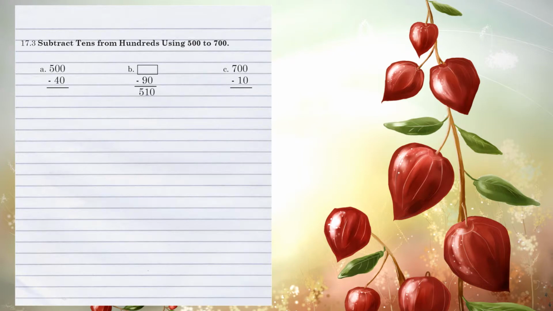Unit 17.3, subtracting tens from hundreds using 500 to 700. Let's look at example A. We have 500 minus 40. Starting with the ones column, we get an answer of 0.